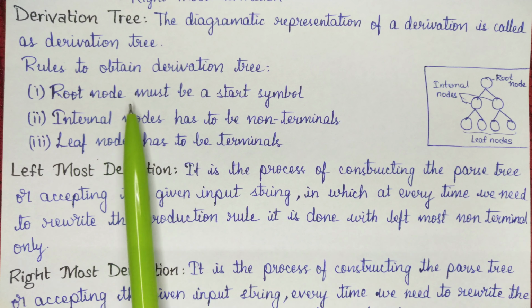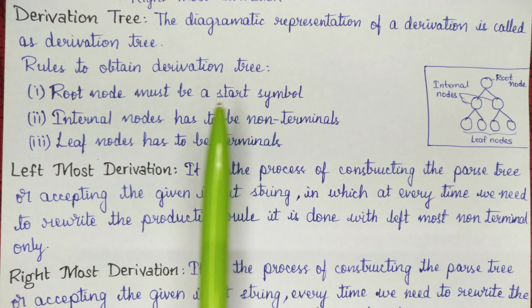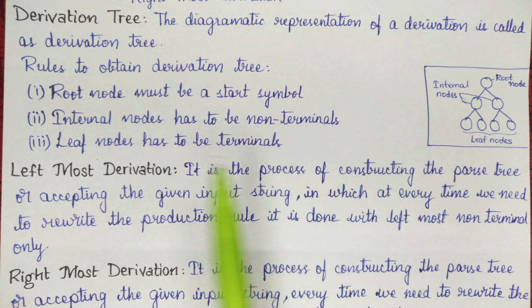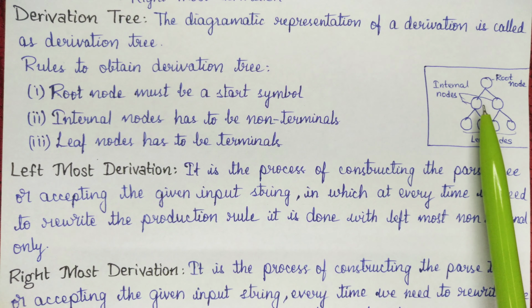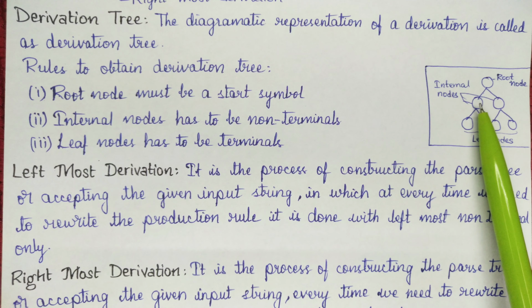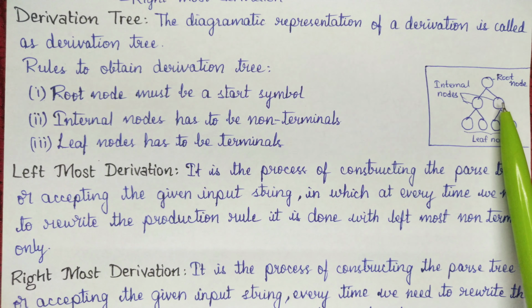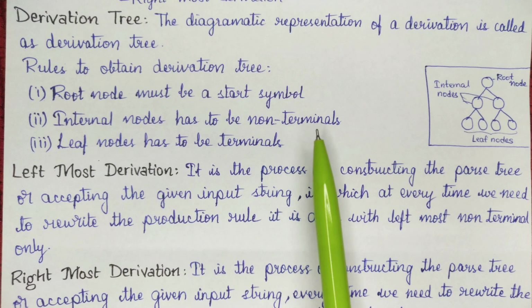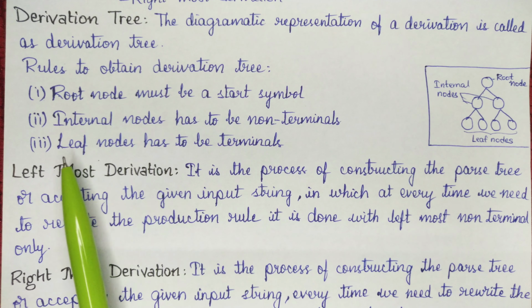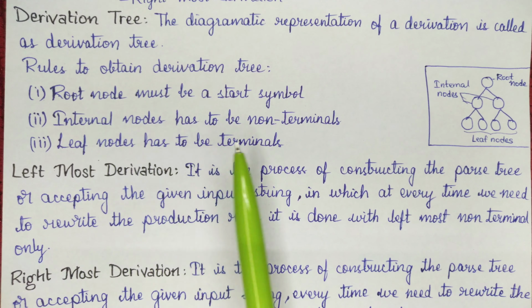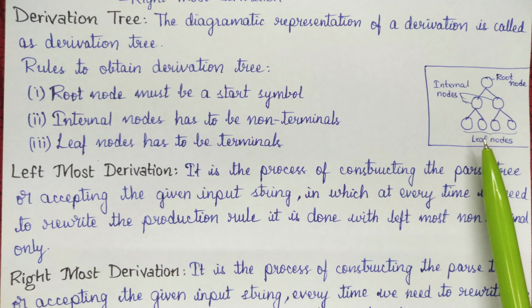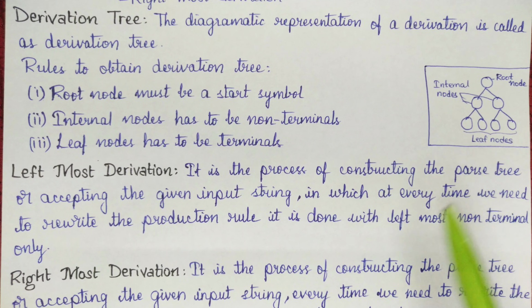First, the root node must be the start symbol. Second, internal nodes have to be non-terminals. Internal nodes means the parent nodes that have children or leaf nodes. Here, these middle two nodes are the internal nodes. And non-terminals are nothing but the uppercase letters, or we can simply call them variables. And the third rule is that leaf nodes have to be terminals. Leaf nodes means these child nodes. That means these have to be lowercase letters or symbols.